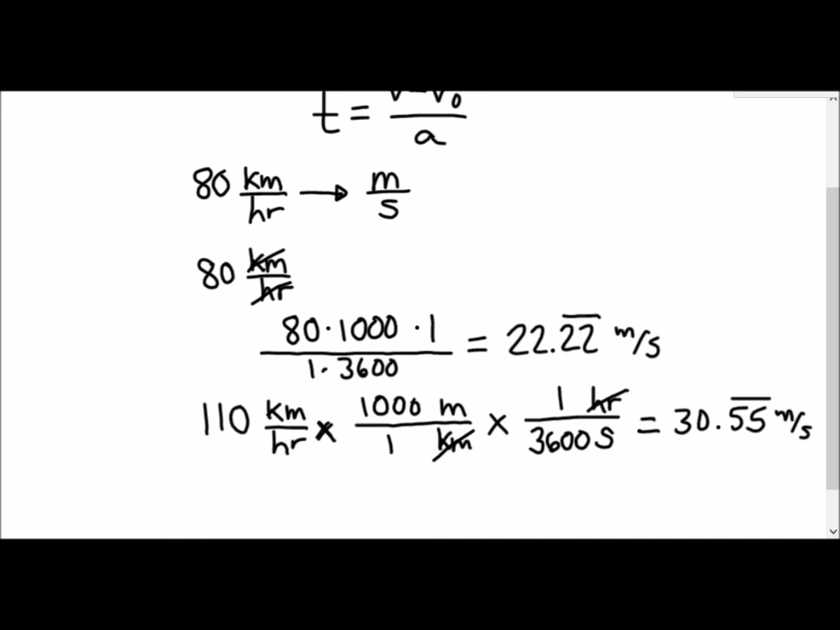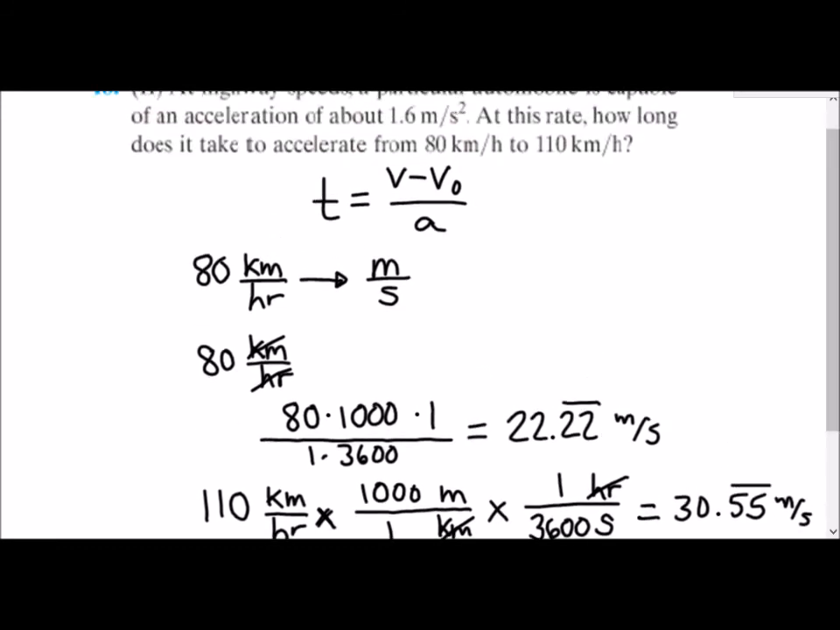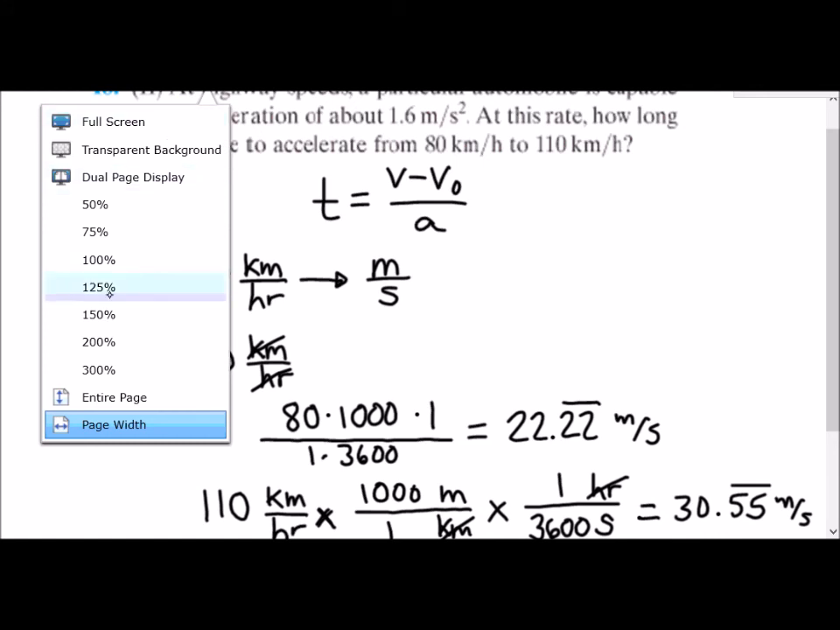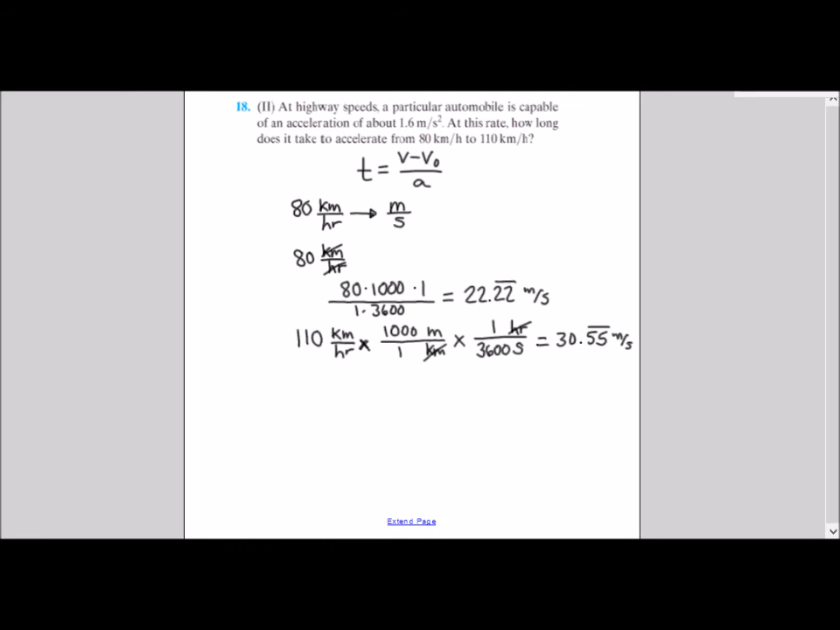Now what I've done is I've found my initial velocity and my final velocity in meters per second. Those meters per second values will now be agreeable with the meters per second value in my original problem. If I roughly put these numbers in, just doing this in my head, 30.55 meters per second minus 22.22 meters per second is 8.33 meters per second. When I take 8.33 divided by 1.6, you're talking about roughly 4 to 5 seconds, right? Somewhere around in there is how long that acceleration is going to take.